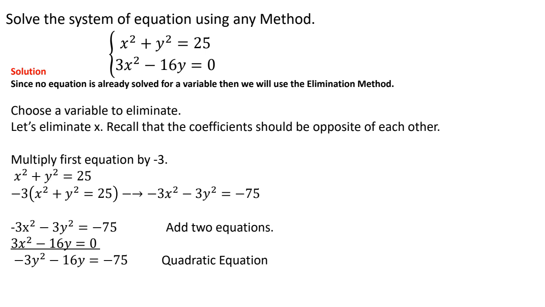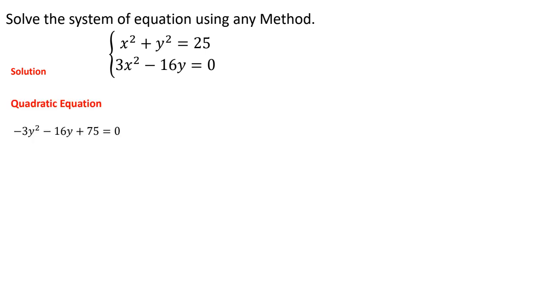I have another quadratic, okay? But here, now my axis of symmetry is the x-axis. That's my axis of symmetry. So it's like a parabola on its side, right? So just to make it nicer, let's move everything to one side. So we have negative 3y squared minus 16y plus 75 is equal to 0.